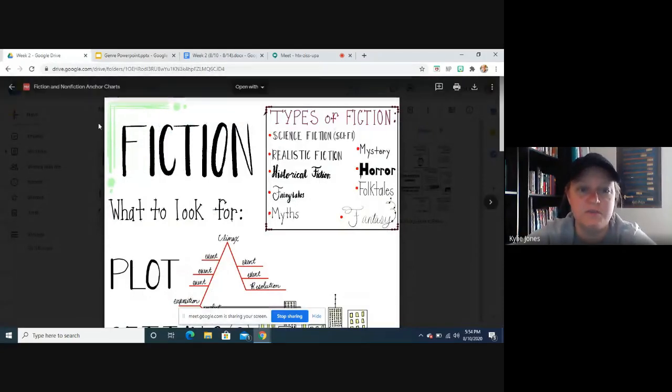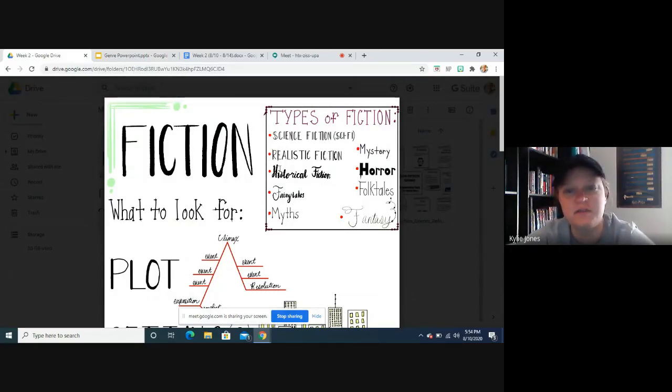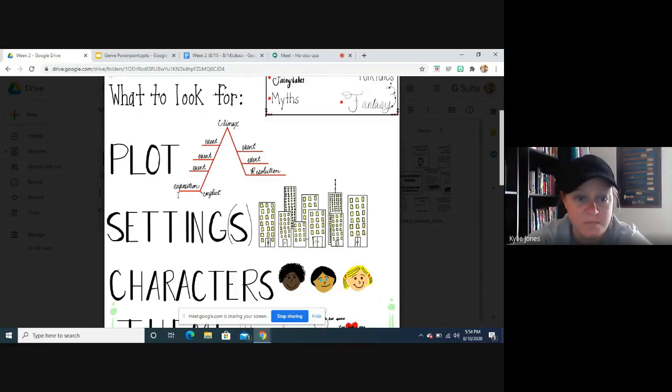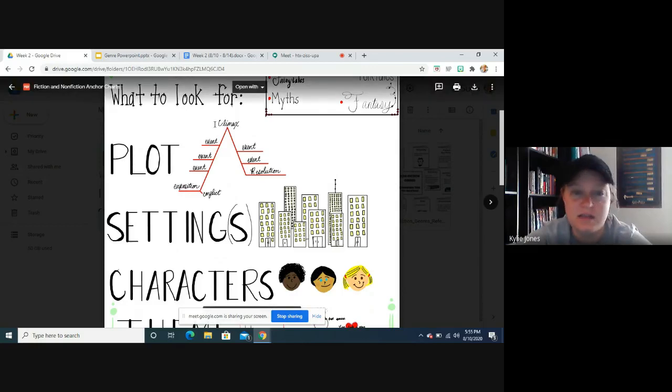So here we have fiction. The types of fiction, which we just talked about, are science fiction, also called sci-fi, realistic fiction, historical fiction, fairy tales, myths, mystery, horror, folk tales, fantasy, all those types of things. What to look for when you're reading fiction: it always has a plot. So you start with your exposition and your conflict. You have events called your rising actions that lead to the climax of your story, which is the really big pivotal point where the whole story comes to a head.